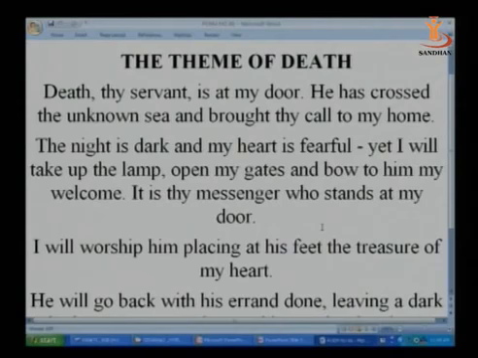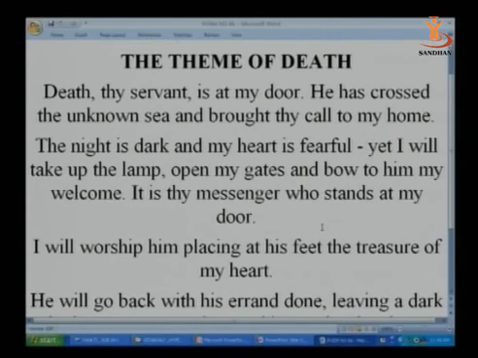Yes. And he says that he has crossed unknown seas. Death has come to him at his door, and the speaker says that my heart is fearful, yet I will take up my lamp of knowledge and wisdom, open my gates and bow down to him. He will look at death not as an enemy to be resisted, but as a guest to be welcomed. He treats death as a messenger of God, and he worships death.